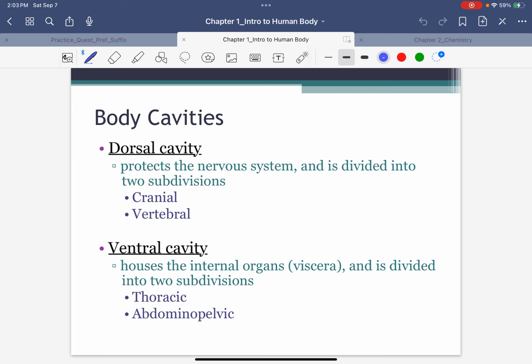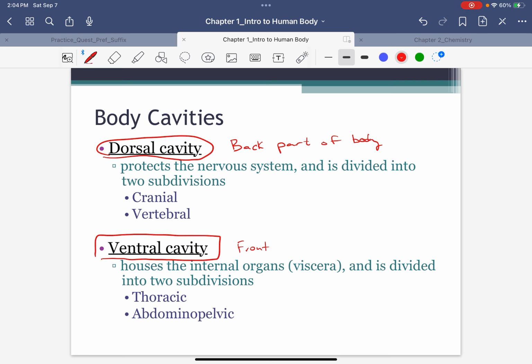So here we go. It turns out that all of our insides, all of our organs and such, are housed in 2 body cavities. We have a dorsal cavity. We already know from our previous lecture that dorsal means back. So all of our organs that are on the back part of our body are considered to be in the dorsal cavity versus the organs that are housed in the ventral cavity. And we may remember that ventral means front.